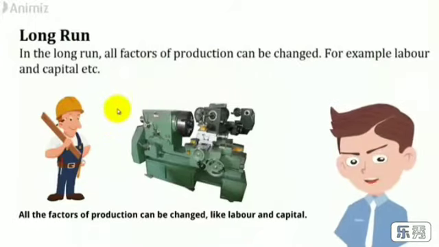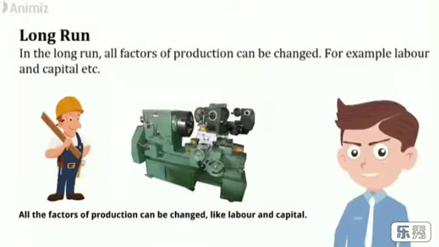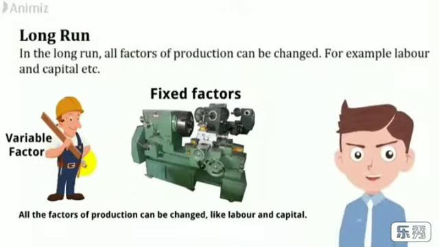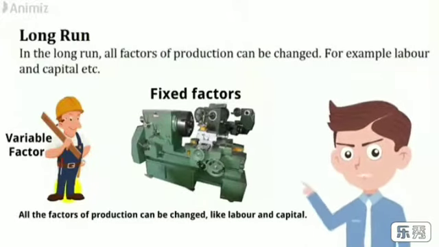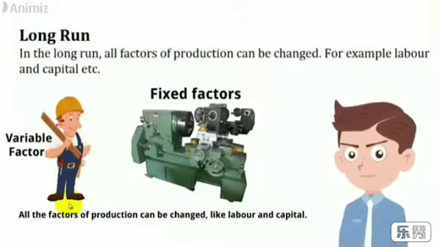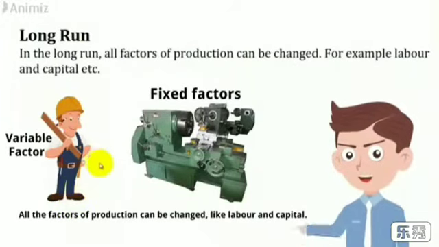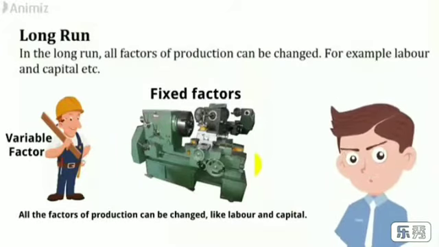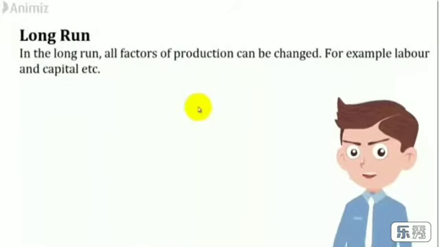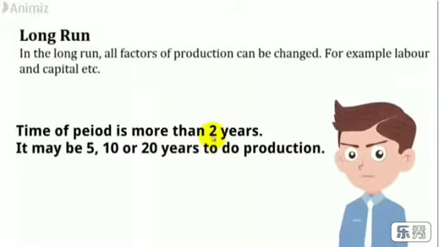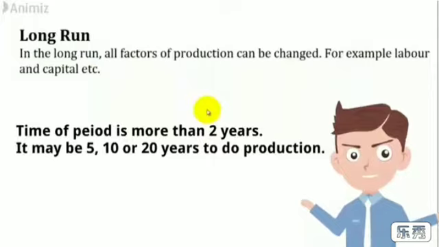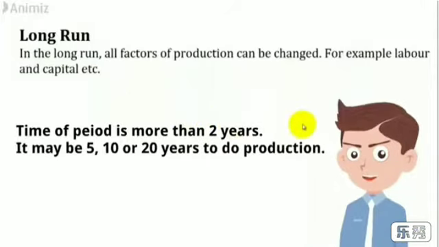So here it shows the labor input changed and the capital input changed on the production of output. Labor means the variable factor, while capital is the fixed factor. In the long run, the time period is more than 2 years. It may be 5, 10 or 20 years.